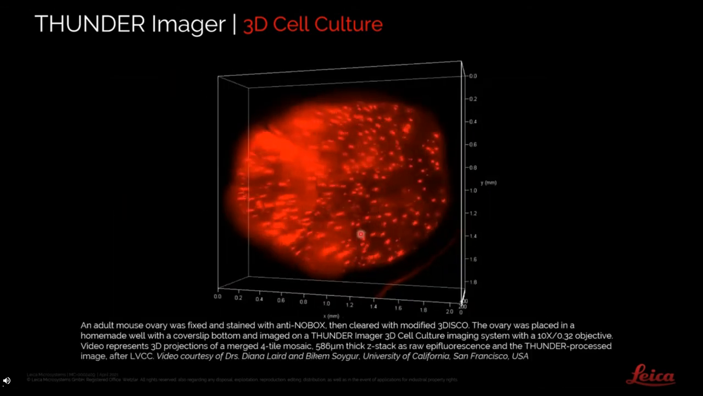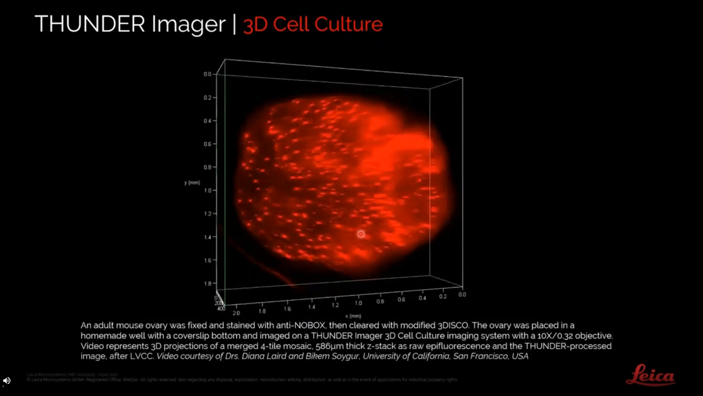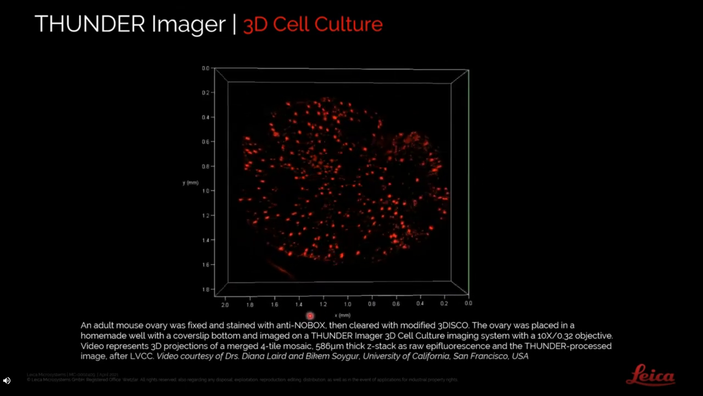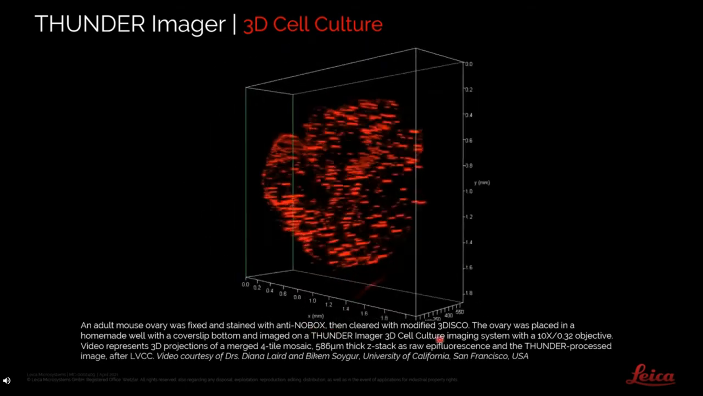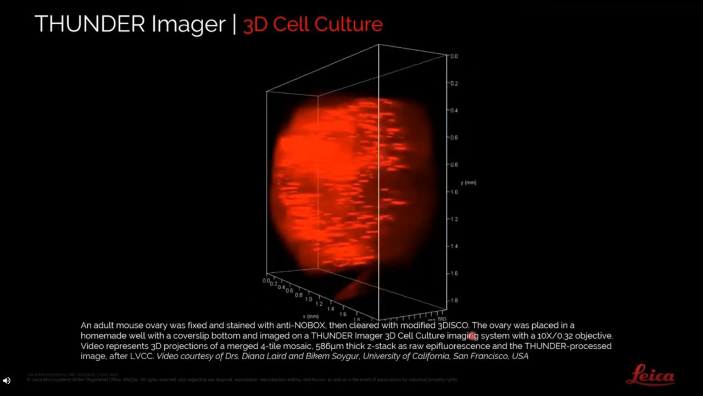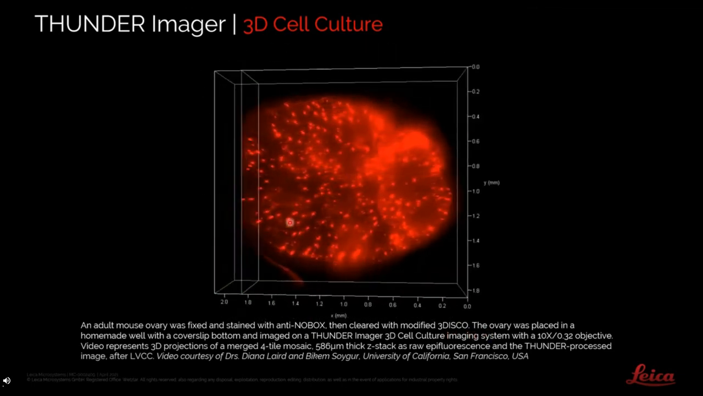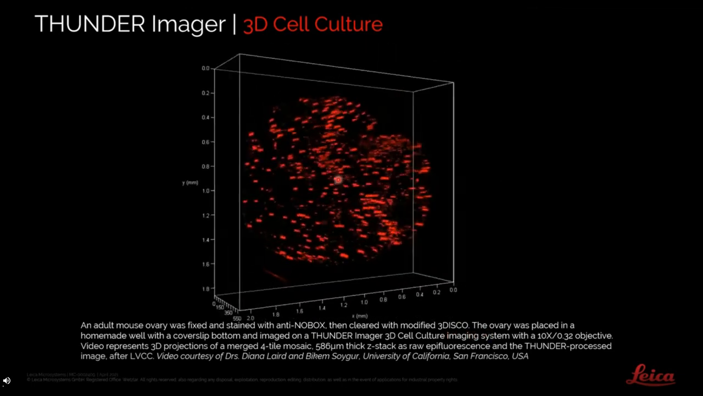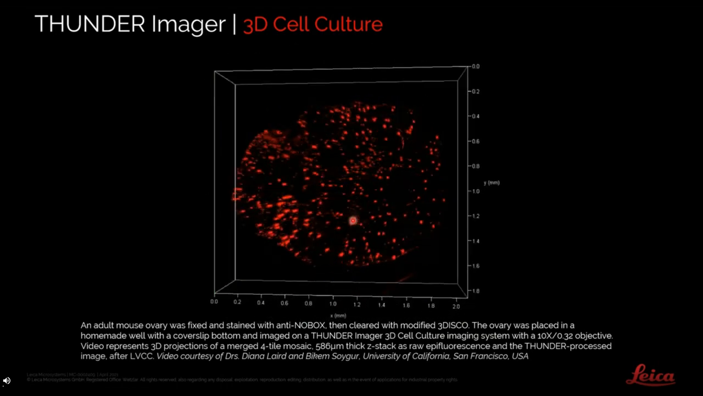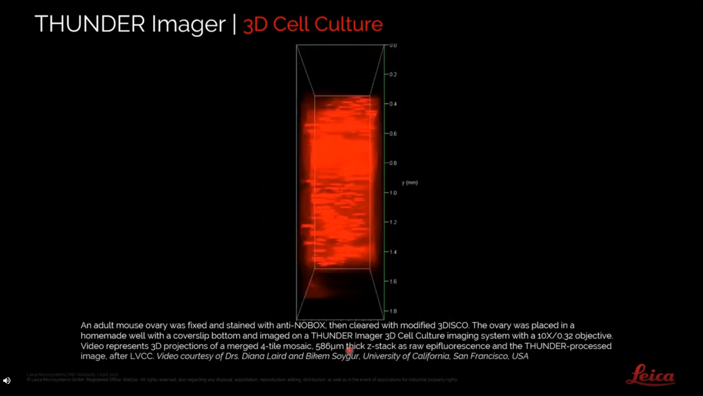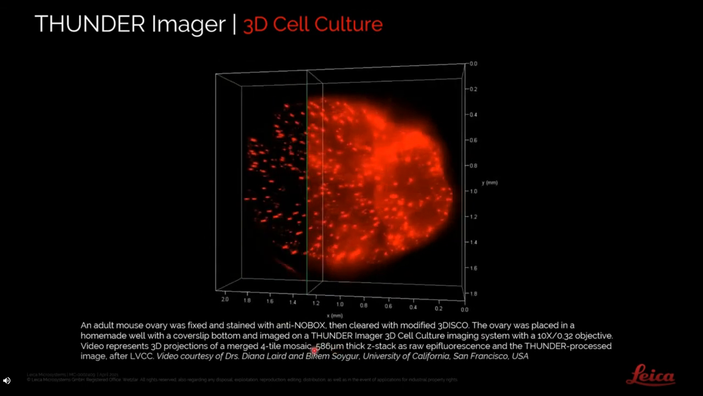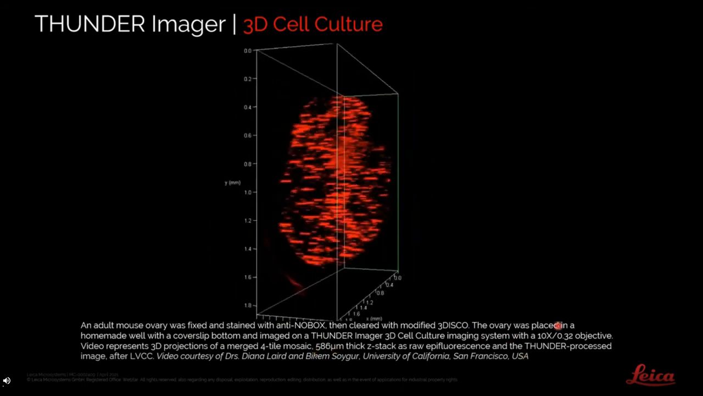Our next example is an adult mouse ovary that's been fixed and stained with anti-Minobox and then cleared with 3-disco. You can see that we have very clear image quality after deconvolution. This is a very thick sample taken at almost 600 microns with our 10x objective.